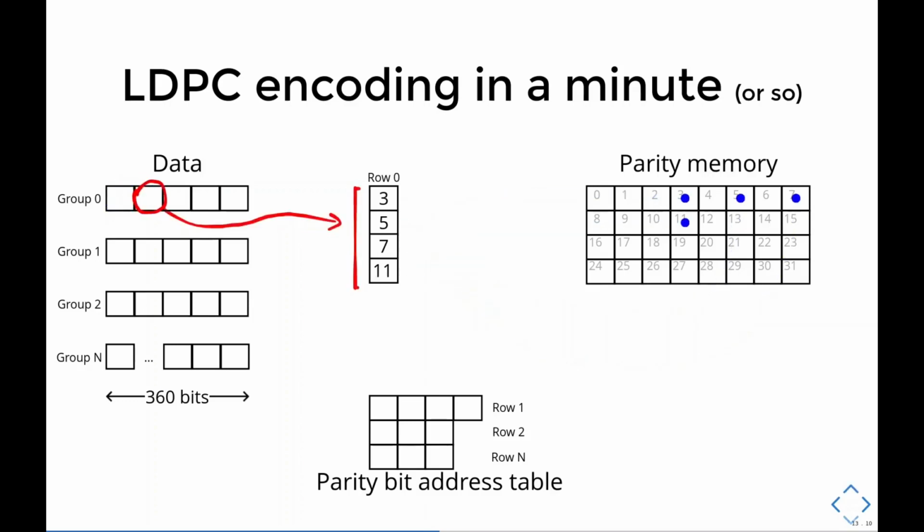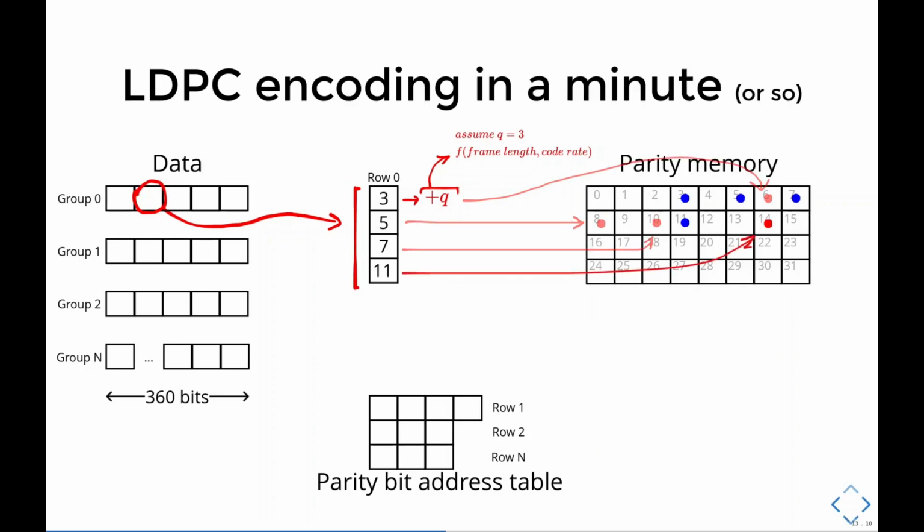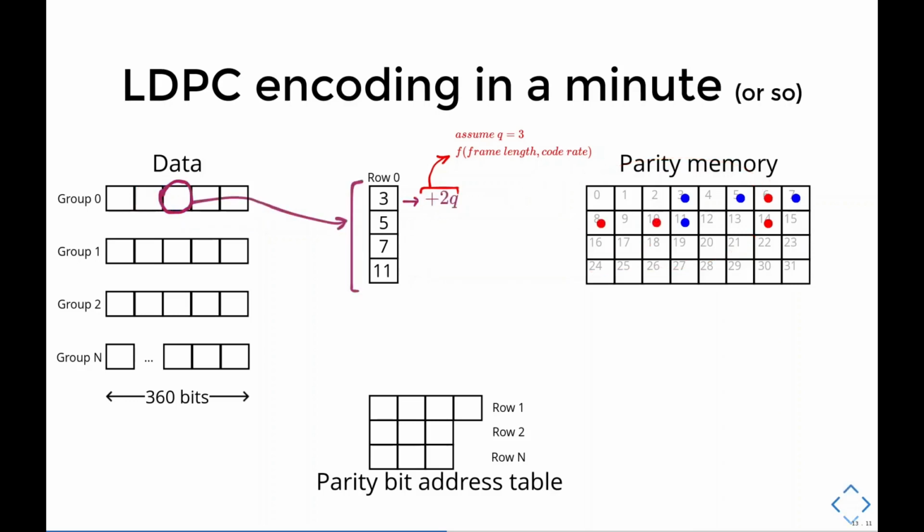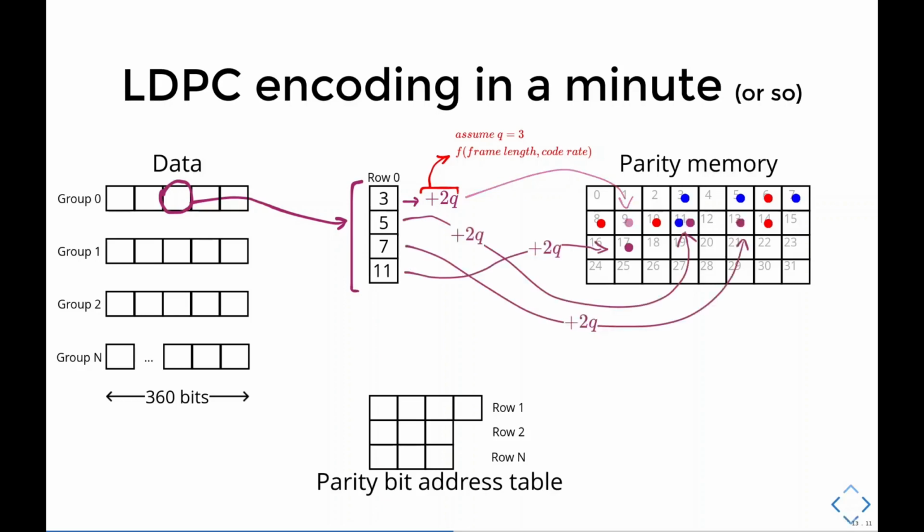The second bit also uses row 0, but we add Q to the offset. Q is an integer that depends on the frame length and code rate. For this example, let's assume Q equals 3. So for bit 1, the offsets are going to be 3 plus 3, 5 plus 3, 7 plus 3, and 11 plus 3. The third bit is exactly the same as the second bit, except instead of adding Q, we add 2Q. So it's going to map to 3 plus 6 here, and then the others.